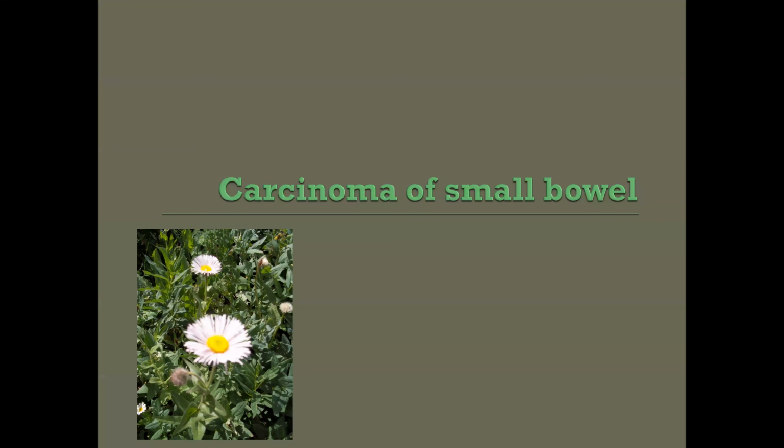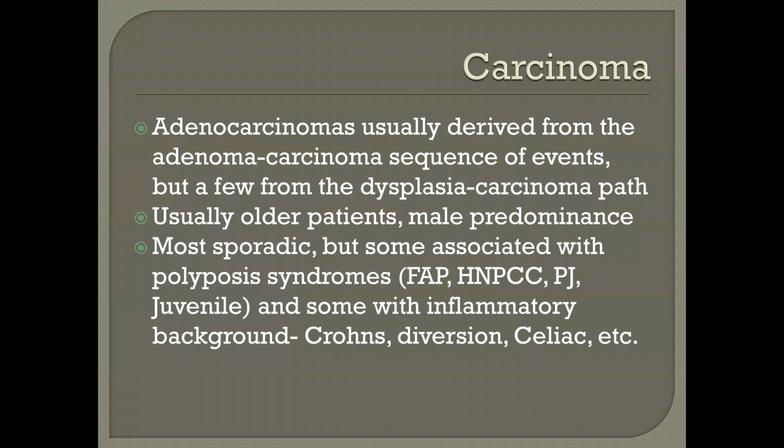Well, let's talk about carcinoma in the small bowel. Fortunately, there's not a lot to say here because these are uncommon. These usually follow the same adenoma carcinoma sequence of events that you'd see in the colon. And they're perhaps more prevalent or frequently associated with the polyposis syndromes, maybe Peutz-Jeghers or juvenile polyposis, as well as patients who may have an inflammatory background like Crohn's disease or diversion enteritis, and so forth. Celiac disease, potentially even as an inflammatory precursor for these tumors.